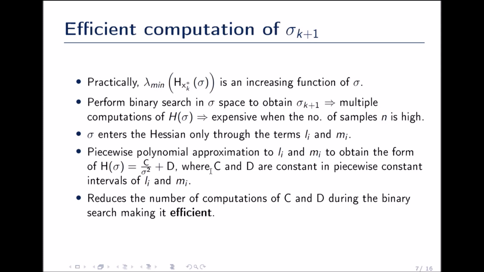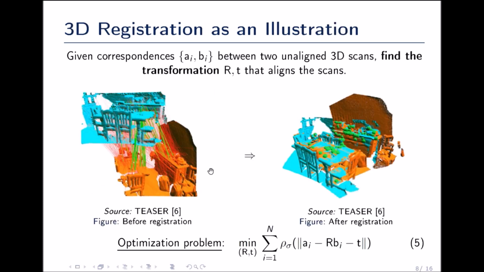This ensures that during the search in sigma space, we need not calculate Li and Mi for all the observations for calculating the Hessian. On an average, this leads to only a few computations of the matrices C and D during the entire binary search, thus making the computation of the sigma k plus 1 much cheaper. We illustrate our adaptive GNC approach on the problem of pairwise 3D registration.